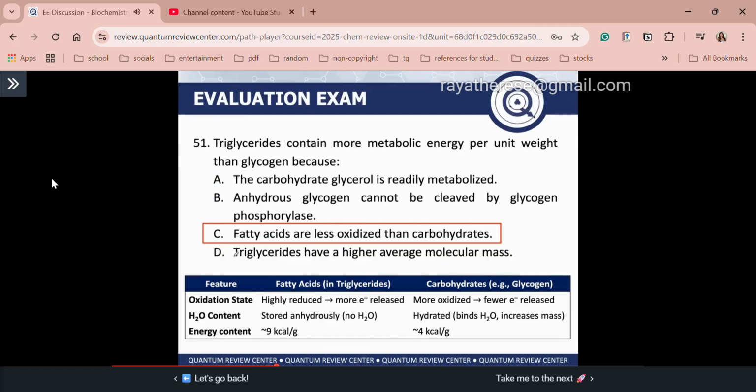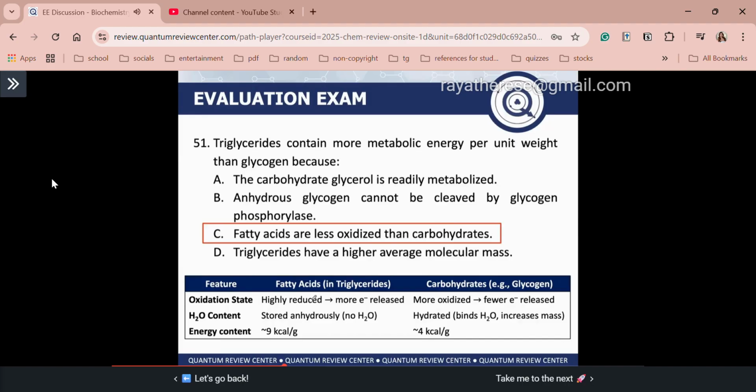Let's check the comparison here. Fatty acid is highly reduced, meaning there are more electrons released, ready for your electron transport chain. Remember our discussion on ATP calculation in lipid metabolism, comparing it to cellular respiration, wherein we use carbohydrate, particularly glucose. Of course, large amounts of energy come from fatty acid metabolism. Carbohydrates are more oxidized, so they have fewer electrons they can give up or release. So again, hydration does not really affect the metabolic energy yield. Just as a supplement, fatty acid has around 9 kcal per gram, compared to carbs, which have only 4 kcal per gram, class. So again, for number 51, our answer is letter C.